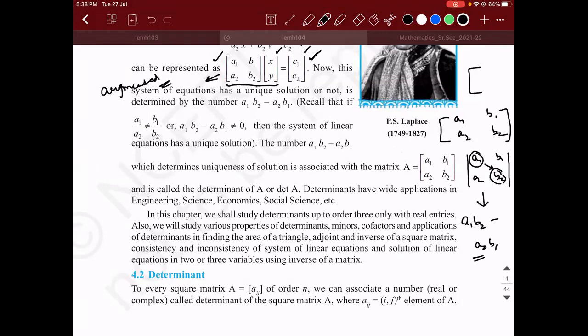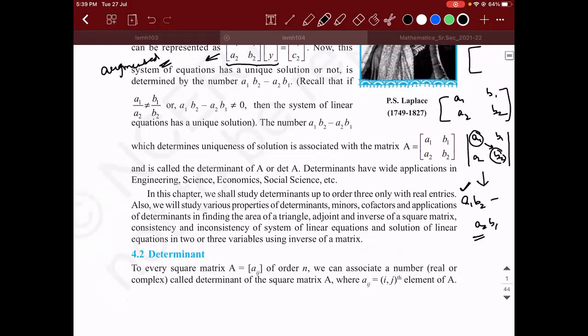Okay, A1 B2 minus A2 B1 is what is the actual meaning of determinant of a 2 by 2 matrix. Guys, are you able to understand this? So A1 B2 minus A2 B1, which determines the uniqueness of the solution, is associated with matrix A, is called the determinant of A or det A, or we write it as something like this, modulus of A. But you read it as determinant of A. Right?